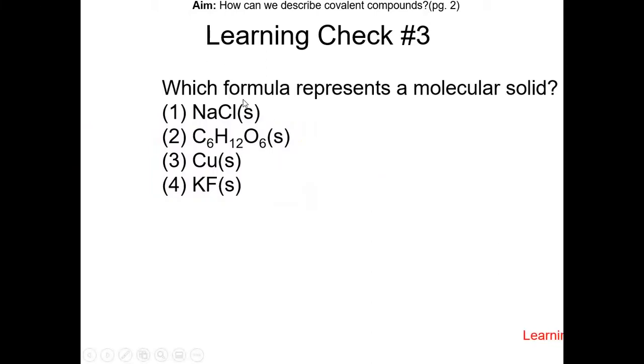Learning check number 3. Which formula represents a molecular solid? Pause the video and resume once you complete it. So molecular solid is referring to covalent compounds. So which one of these is all nonmetals? That'll be choice 2.